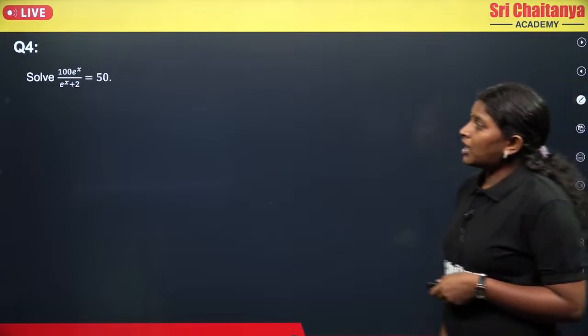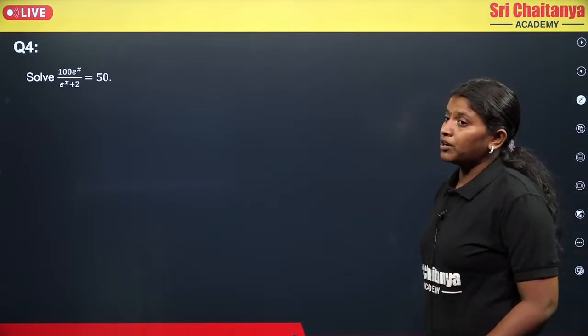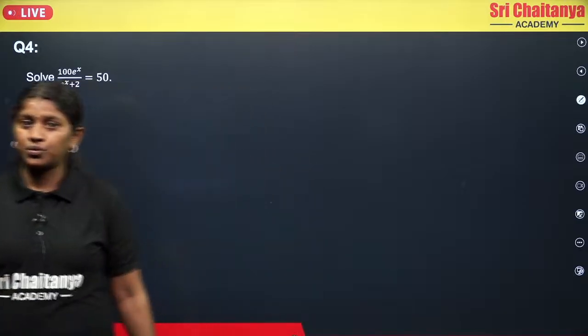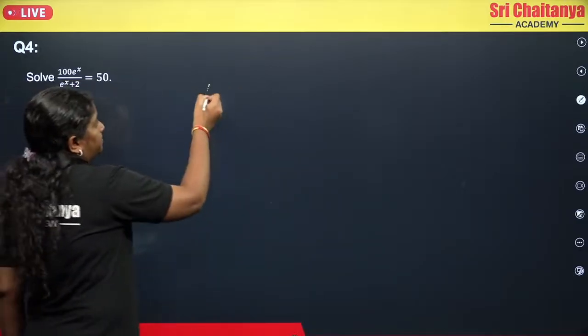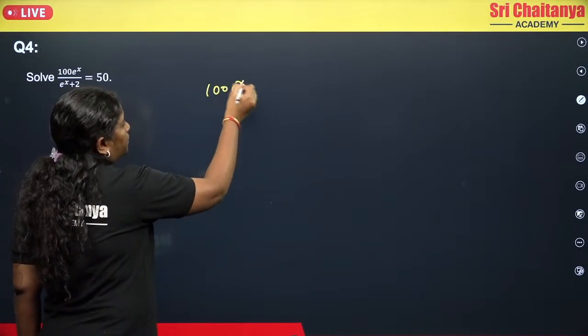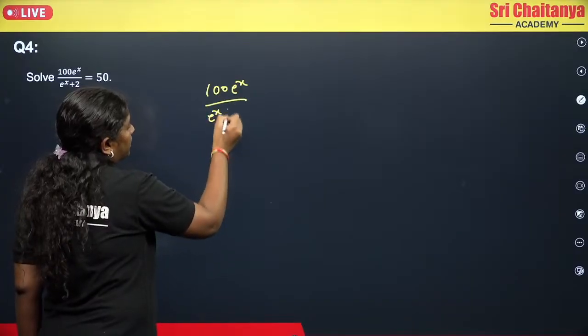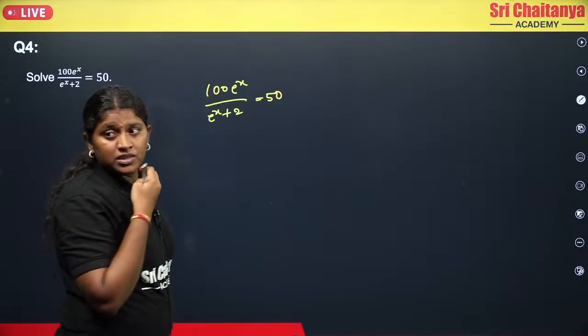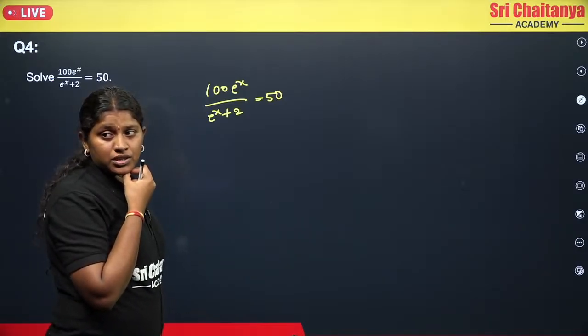Moving to the next, solve 100 times e to the power x divided by e to the power x plus 2 equals 50. So I think this is a simple question, right? So you can solve it. Coming to here, 100 e^x by (e^x + 2) equals 50. Now what will be the solution? So I think you can give the solution here.